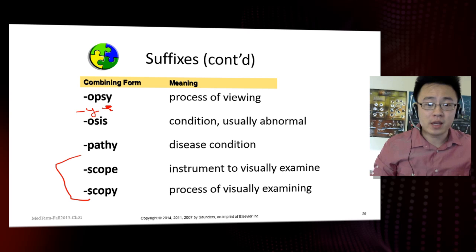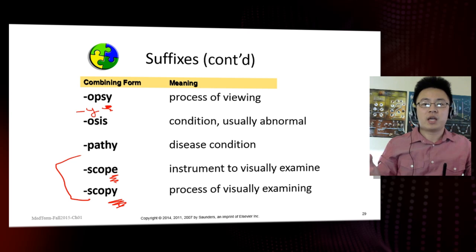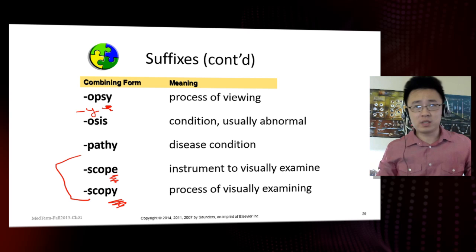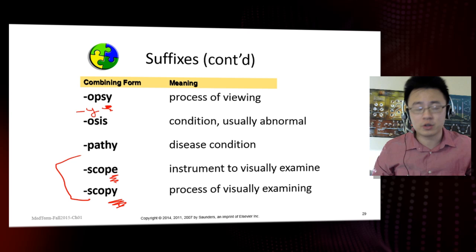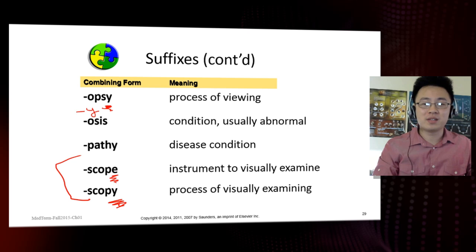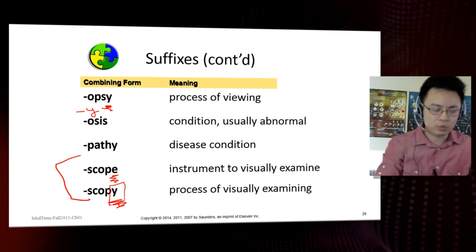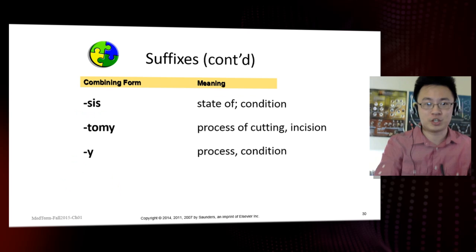Versus scopy. Oh, by the way, scope, again, is not that mouthwash. It's an instrument to visually examine. So if you're asked, what does scope mean? Oh, it's that mouthwash. Please don't put mouthwash. You're going to get it wrong, because we're not talking about that. So scopy here is a process of visually examining. And again, you have that letter Y at the end as a clue for you. So scope versus scopy. Be very careful. I think there are one or two more of these out there that are different. We'll get to them when we cross that bridge.